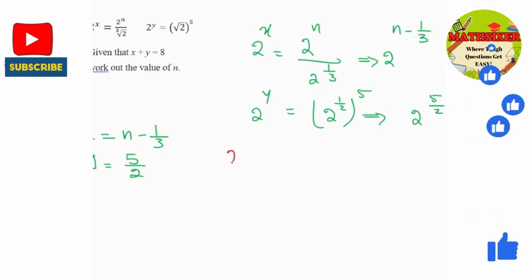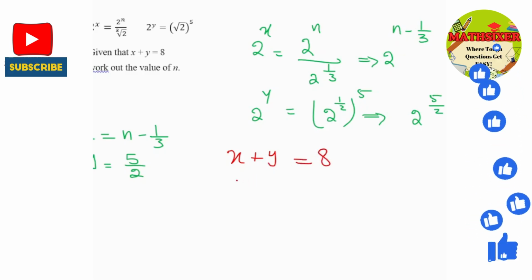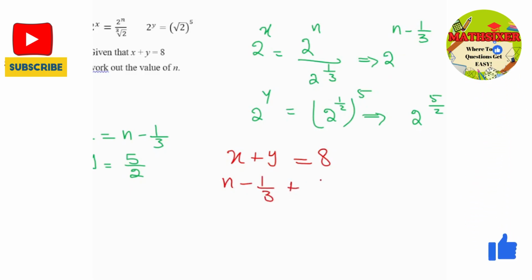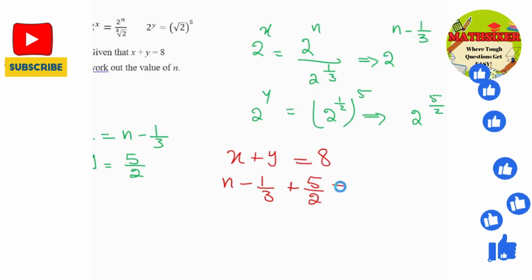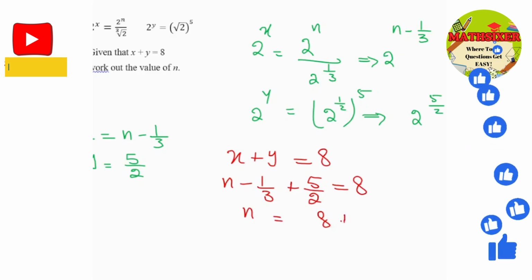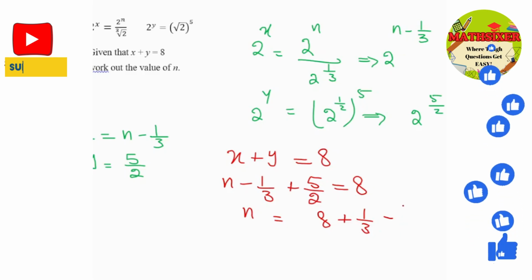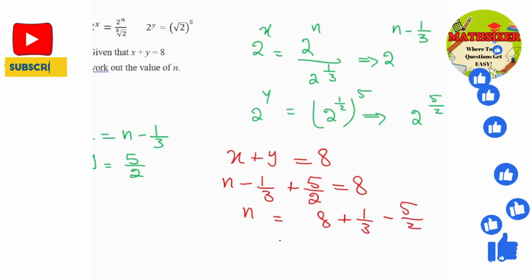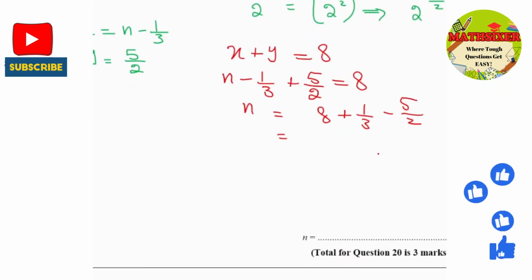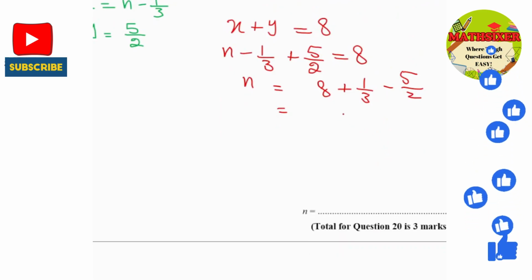And in the question it is given that x plus y is equal to 8. So we're going to write down now x plus y is equal to 8. So the x value is n minus 1/3 and the y value is 5/2, equal to 8. So we're going to put n on this side and 8 plus 1/3, and if you bring 5/2 to the other side, that becomes minus 5/2. Now we just need to simplify. If you look at these numbers, 3 and 2, the LCM is 6. You're going to multiply everything by 6.